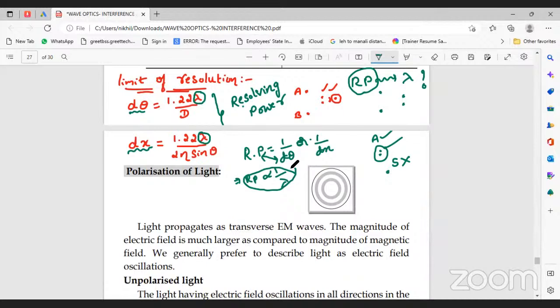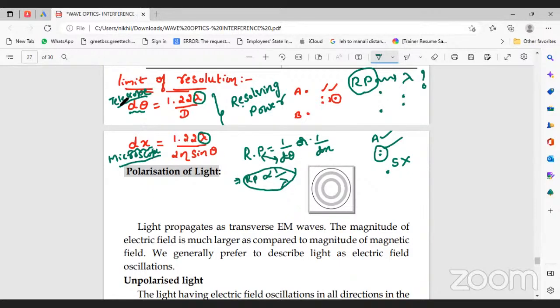So, either in the linear case or in the angular case, resolving power is inversely proportional to the wavelength. Usually, if it is an angular separation, we call the instrument a telescope. If it is linear, then we call it a microscope. So we are going to talk about two instruments: one is the telescope, and the other is the microscope.